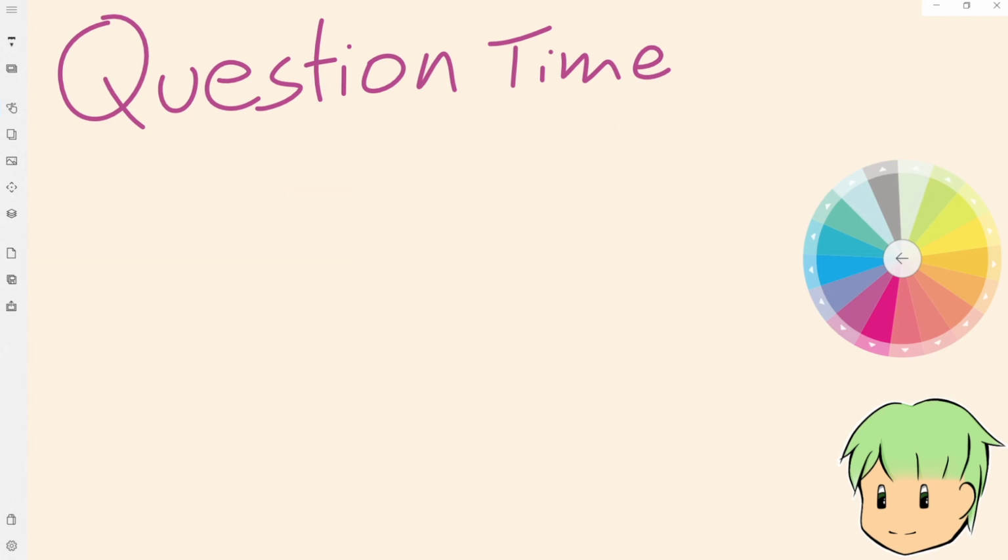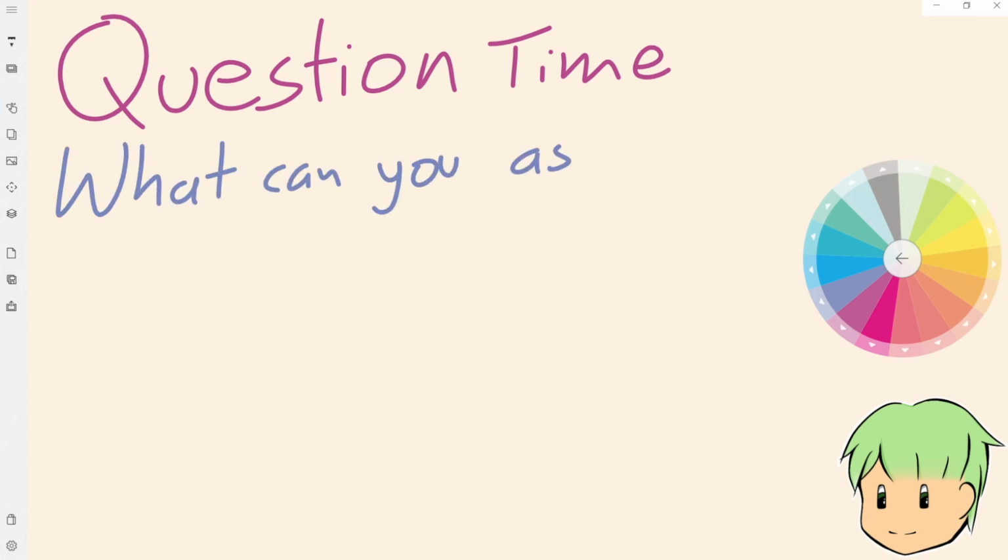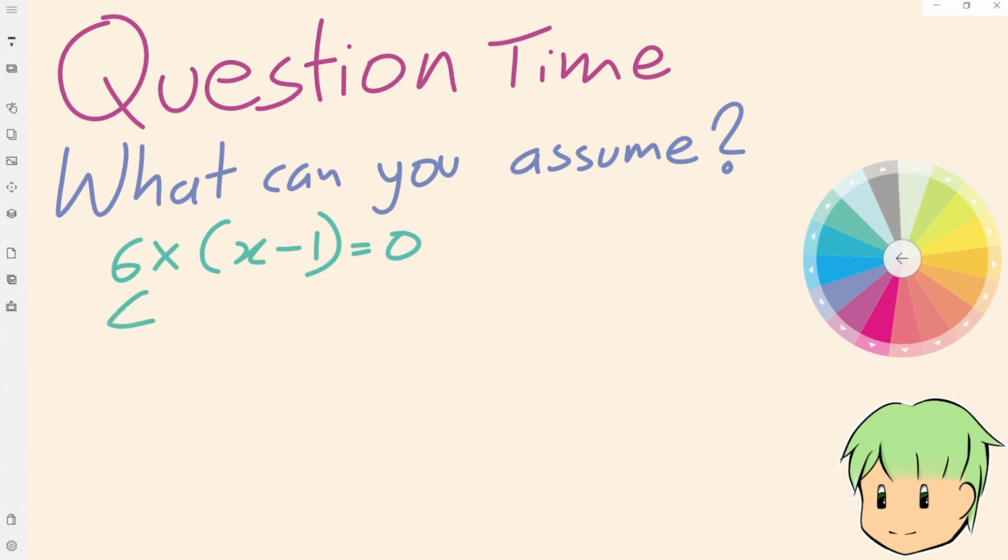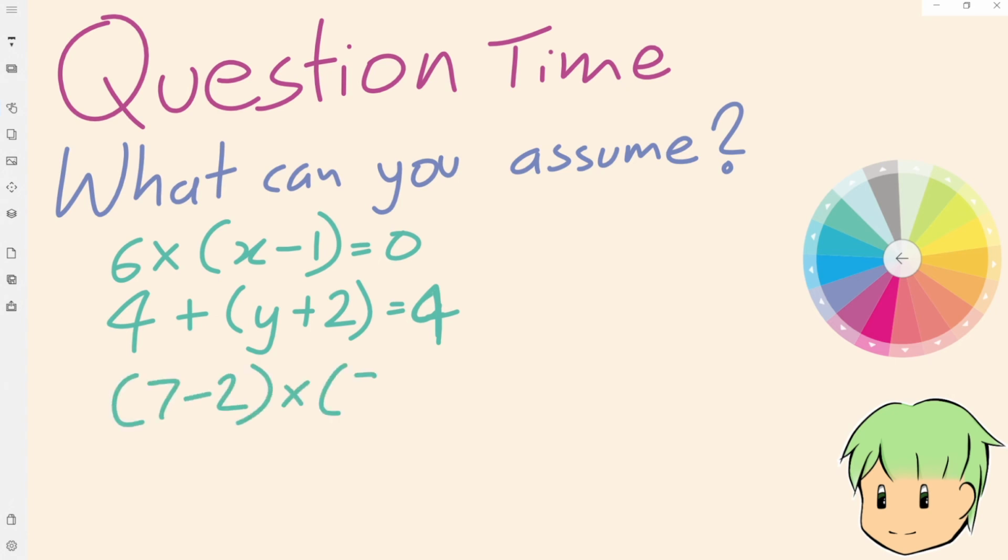The next question is the same, but this time you have to write down what you can assume from what I give you. 6 times (x minus 1) equals 0. 4 plus (y plus 2) equals 4. (7 minus z) times (3 minus a) equals 0.